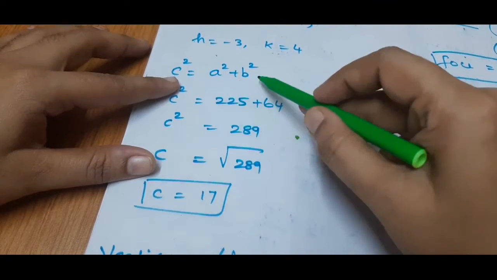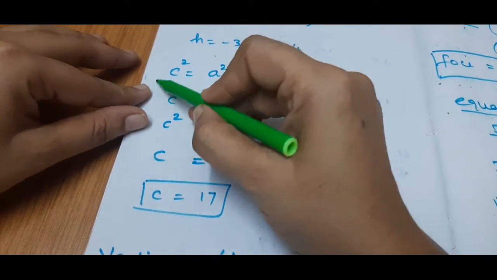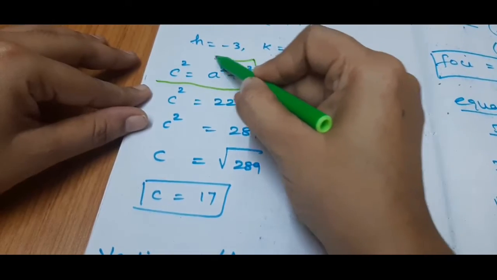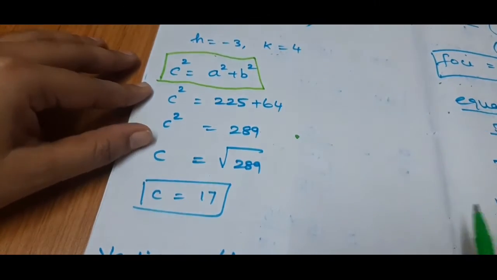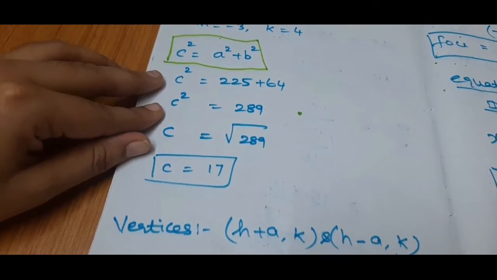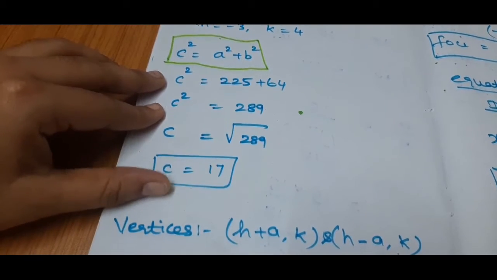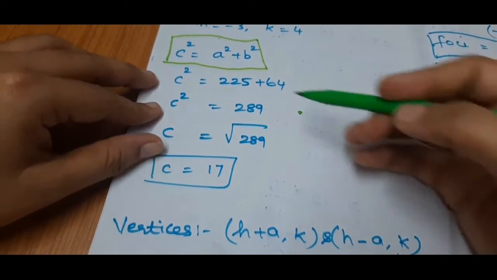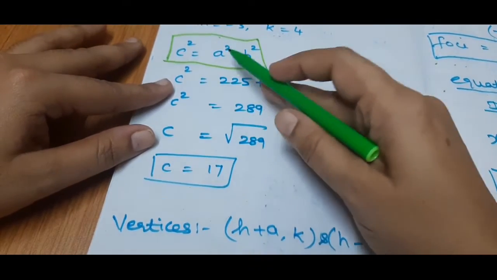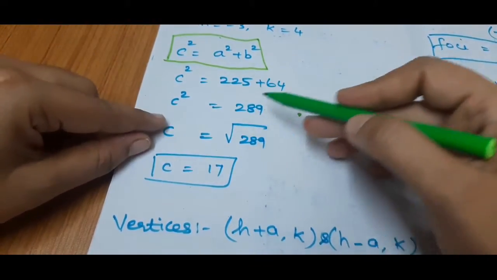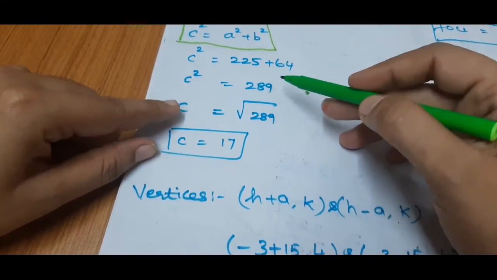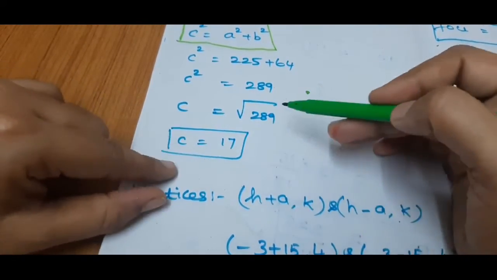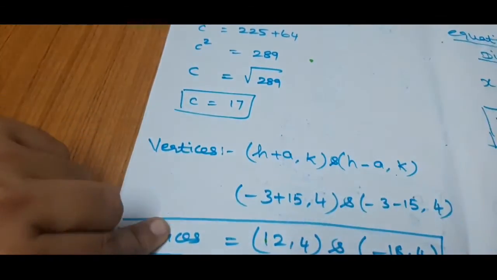Now c square is equal to a square plus b square for a hyperbola. For an ellipse it is a square minus b square. So these are the small things we have to keep in our mind, then only we can do the problem correctly. c square is equal to 225 plus 64, that is c square is equal to 289, c is equal to square root of 289, c is equal to 17.